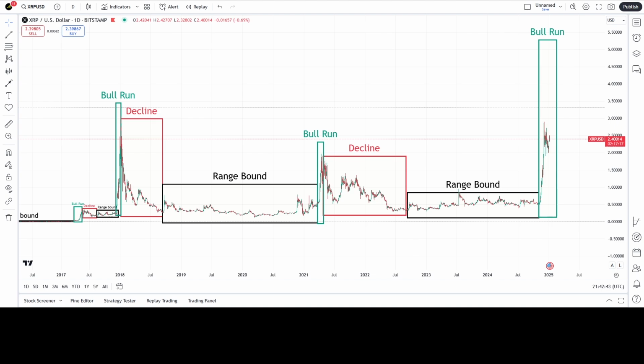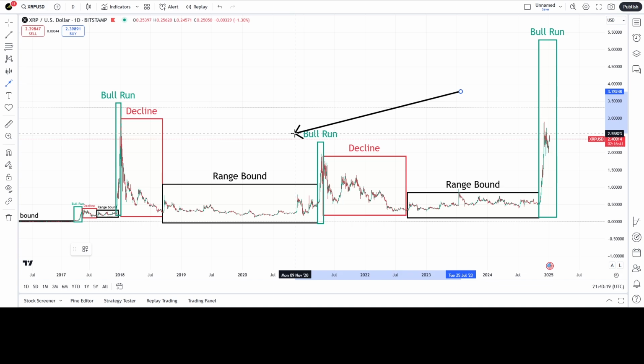Now, if you're looking at this chart, you're seeing a bunch of boxes with a bunch of repetitive words on there. Well, the reason for that is XRP has a repetitive structure. This structure includes bull runs. We see one right here. We're in one today. Range-bound times and declines. It's these three structures that play out over and over again on the XRP chart.